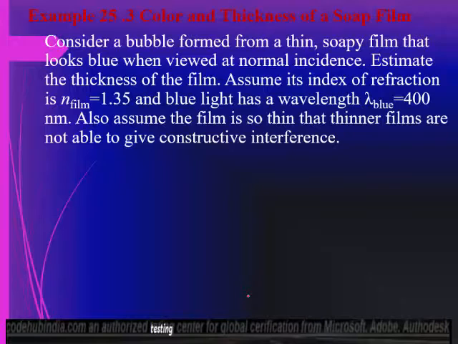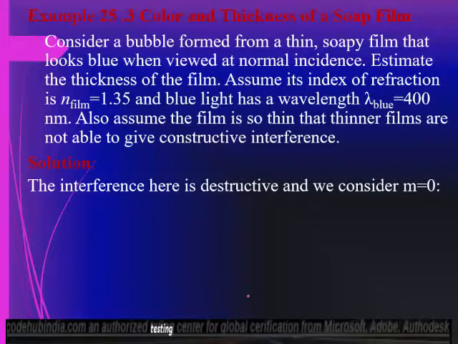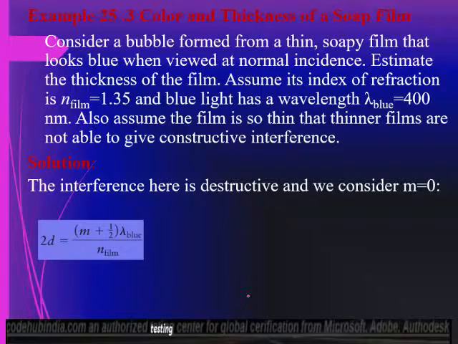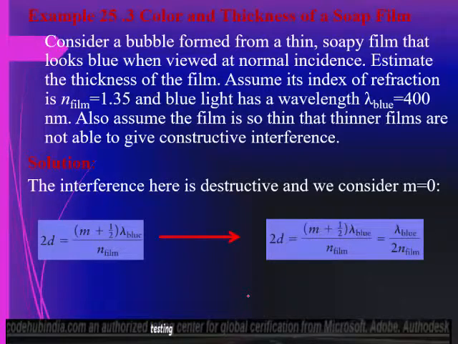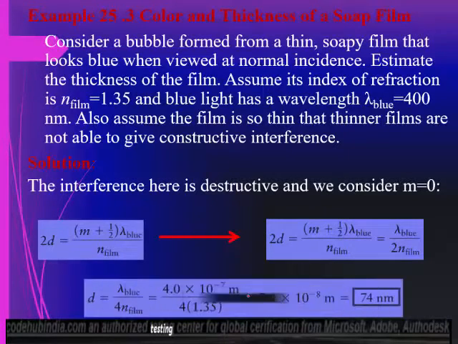Color and thickness of soap film. Consider a bubble formed from a thin soapy film that looks blue when viewed at normal incidence. Estimate the thickness of the film. Assume the index of refraction of the film is 1.25 and blue light has a wavelength of 400 nm. Also assume the film is thin, so thinner films are not able to give constructive interference. The interference here is destructive, so we consider m equal to 0. Then 2d equal to this, so d is lambda blue by 2n prime, that is 74 nm.